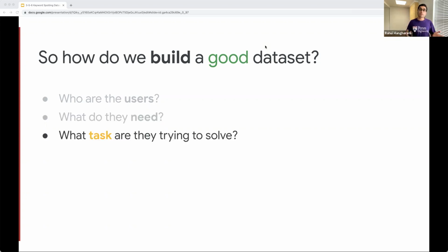Then, what is the particular task you're trying to solve? This could be to actuate controls in a home, or play music from your most played songs. You need to clearly define that particular task because that outlines the requirements. And I'll show you an example soon.